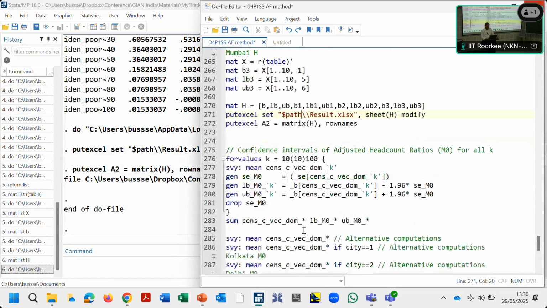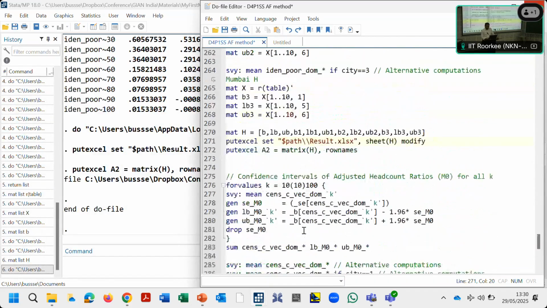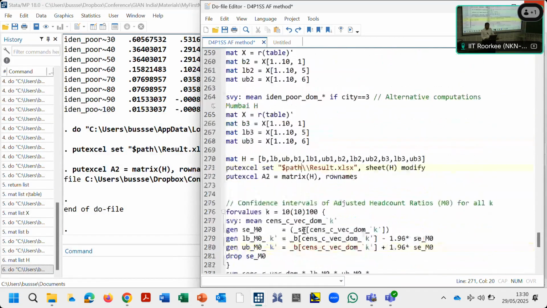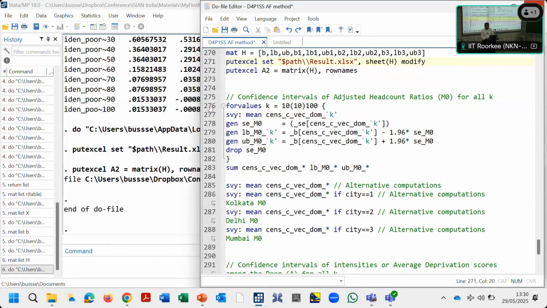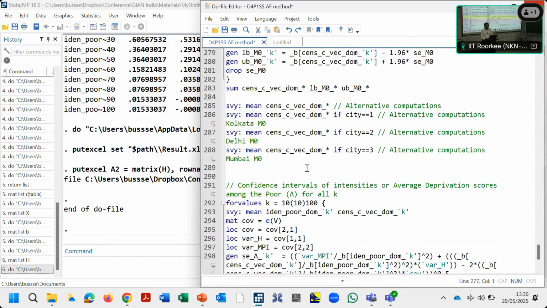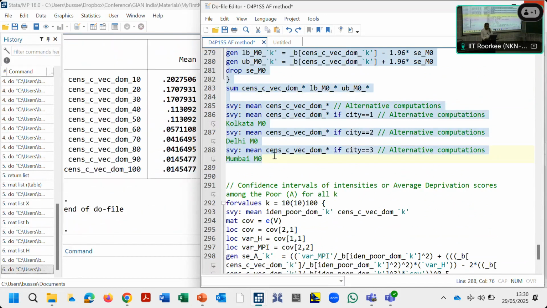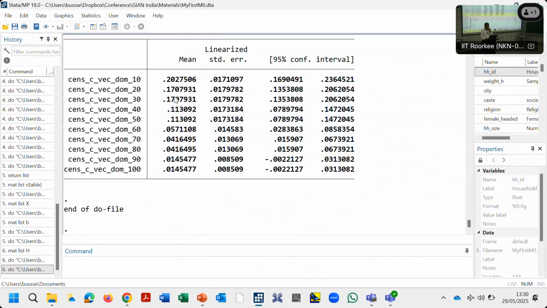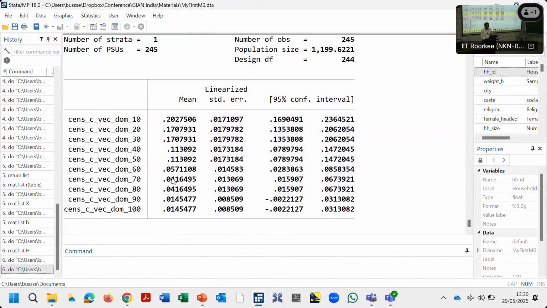Okay, let's see what else I have. Similarly, if you run the next part, you get the adjusted headcount ratios for all the cities. There you go. So here you have the adjusted headcount ratios for all the cutoffs.